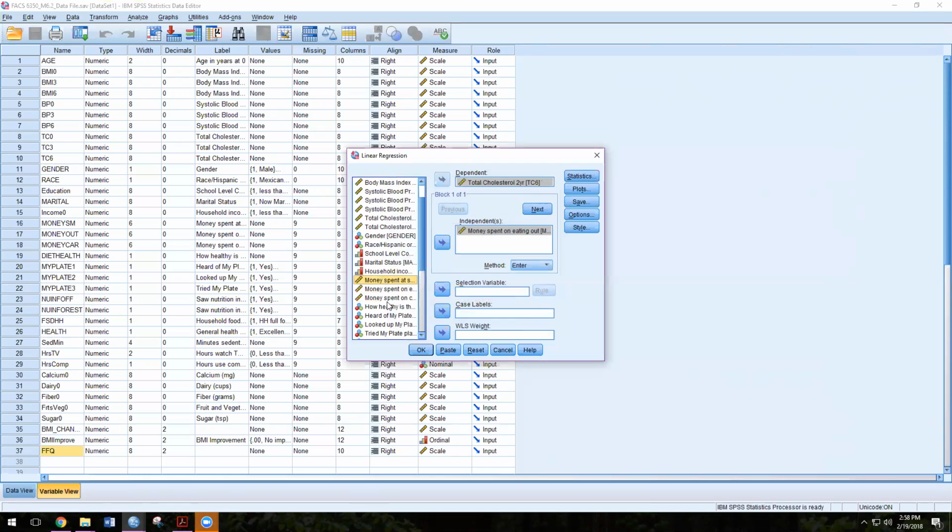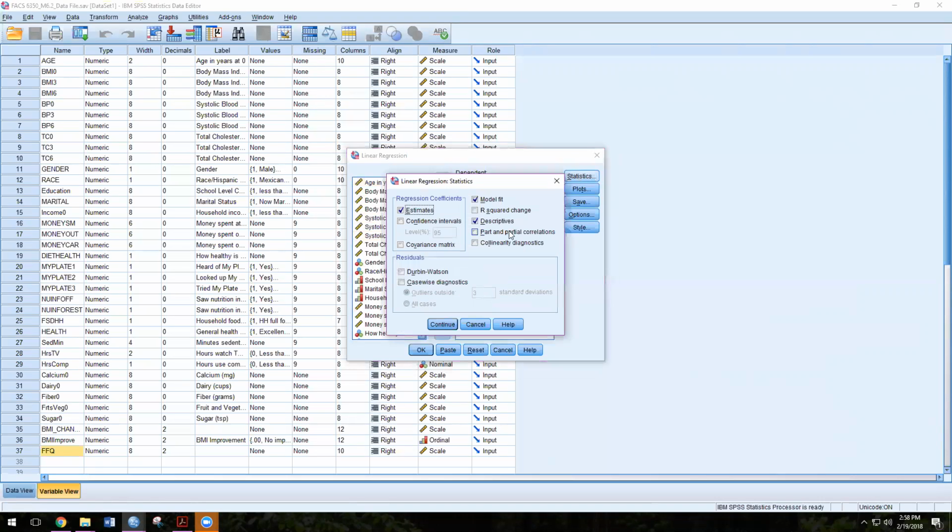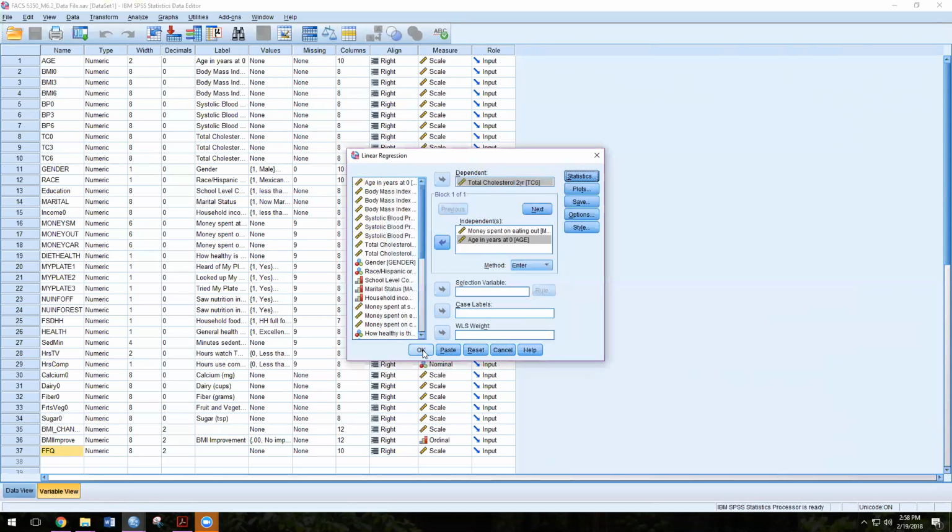If I said money, let's see, total cholesterol, systolic blood pressure, let's say age at baseline. Well, now I'm going to need my part and partial correlations to see if there are relationships there. If I say enter, that's going to be the forced entry method. These are the other types of methods that we can use.